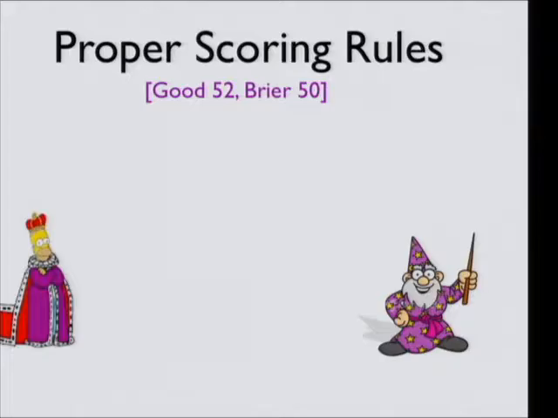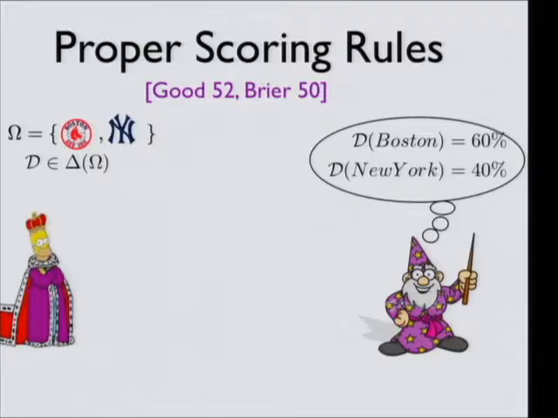So they were invented by Good and Brier in the 1950s, and there's a lot of literature on them since then. And the example I'm going to give you is that there's this user Arthur, and Arthur wants to know the outcome of a baseball game. So the Red Sox are playing the Yankees, and there are two states of the world, either the Red Sox win or the Yankees win. And there's some true distribution of who will win this game. So the distribution is Boston wins with probability 60%, and New York wins with probability 40%.